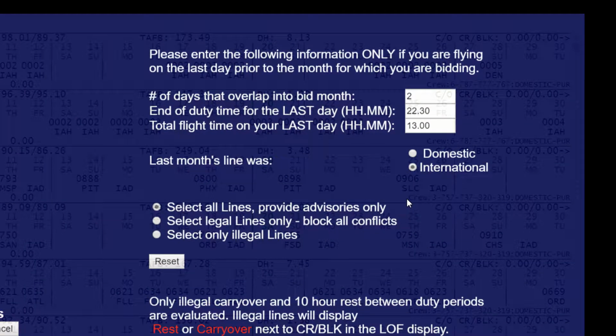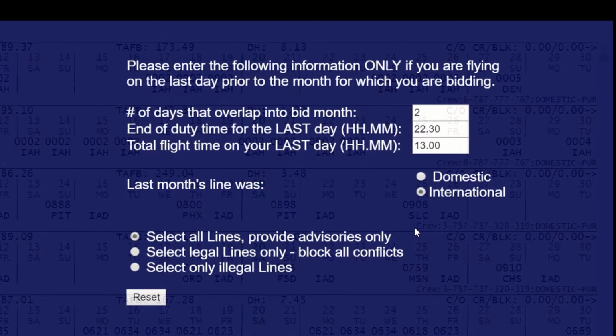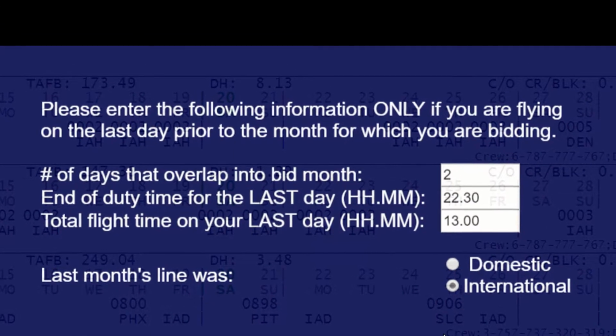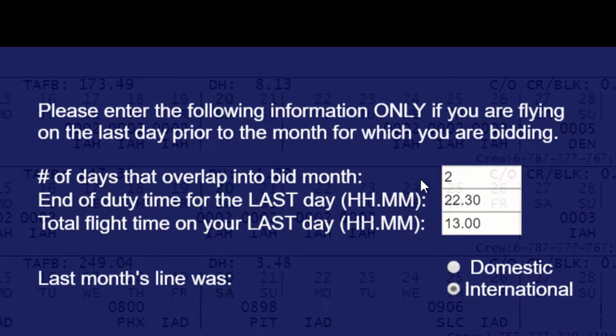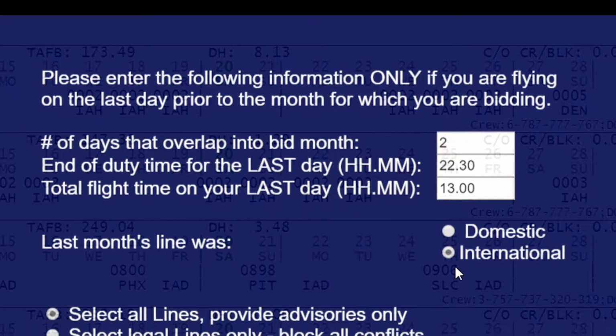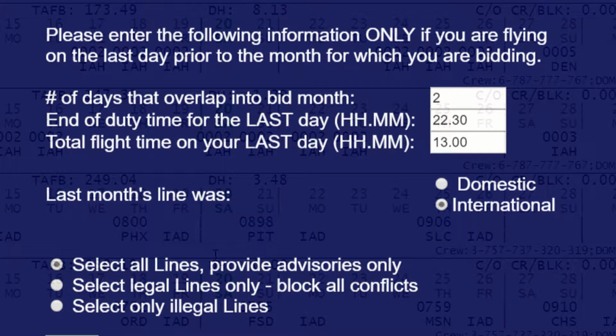So what we've done is explain to the program what's going on with that last trip of the month. So we let it know it overlaps by 2 days into our bid month. The end of duty time is 10:30 p.m. and the total flight time was 13 hours, and it was an international flight. Now the program has all the data it needs to calculate whether there is an end of the month legality problem. You have 3 options down here.